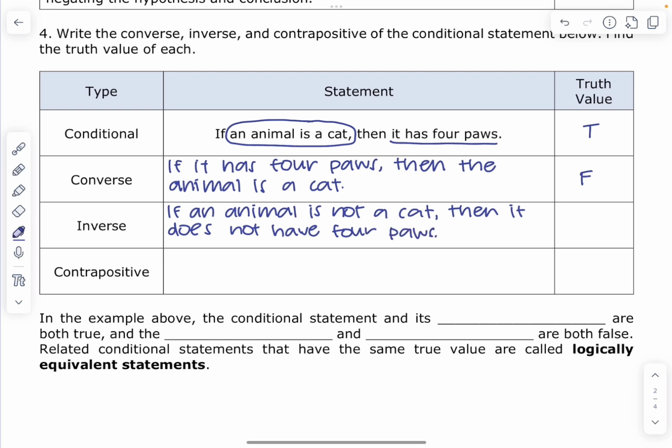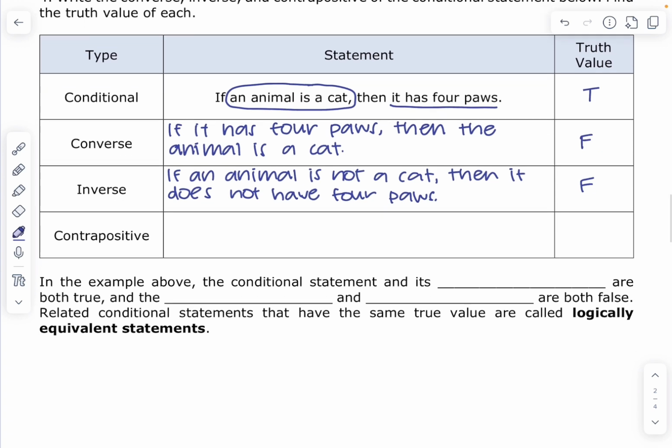Okay, is this true or false? I would say that this is also false. I'm going to think of a counterexample where an animal is not a cat, but it does have 4 paws. I would think of a dog again. A dog is an animal that's not a cat, but it does have 4 paws. So this inverse is false.